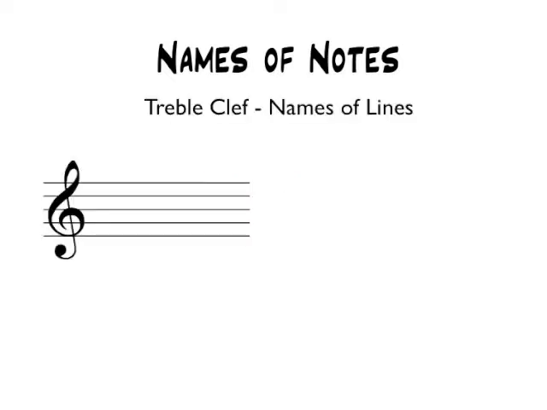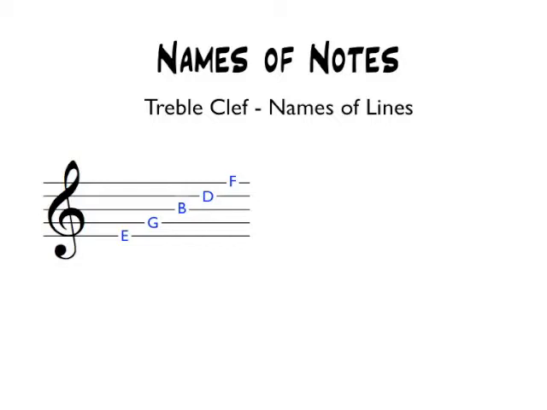Okay? So, starting with treble clef, we're going to deal with the names of the lines. The first one, starting from the bottom, is E. Second line from the bottom is G. Middle line is B. Next to the top line is D. And then the top line is F.